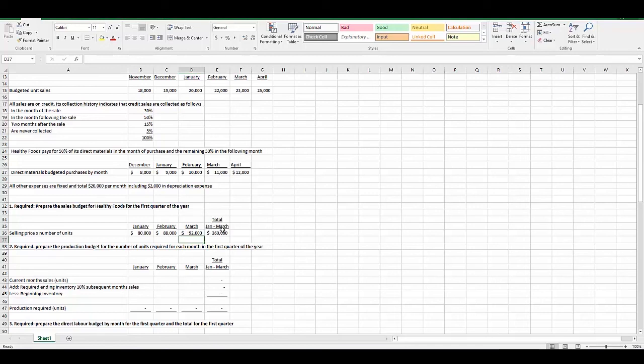So for the quarter or the 3-month period, the total sales will be $260,000. So that's what we mean by first quarter. You notice the term quarter here. So that concludes step 1.